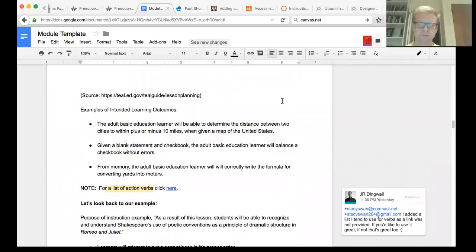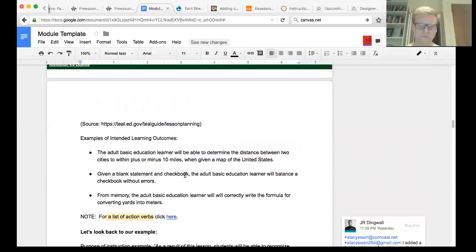Here's an example of an intended learning outcome. An adult basic education student will be able to determine the distance between two cities to within plus or minus 10 miles when given a map of the United States. That's what I'm seeing out there. This is an example of basically a learning outcome. And these are just some other examples. So you can see how definitely they're not doing graphic linear equations.